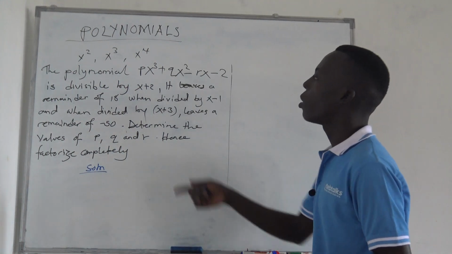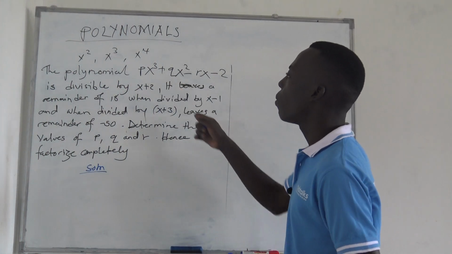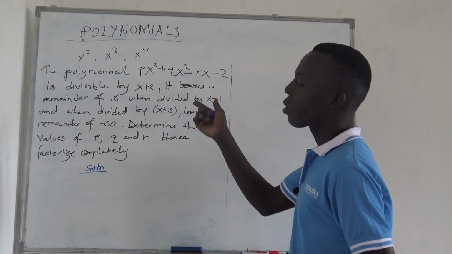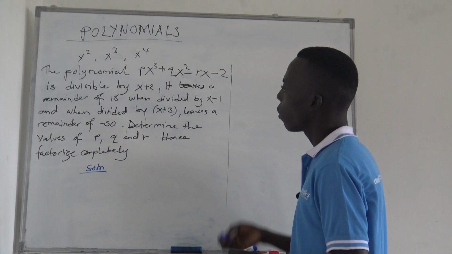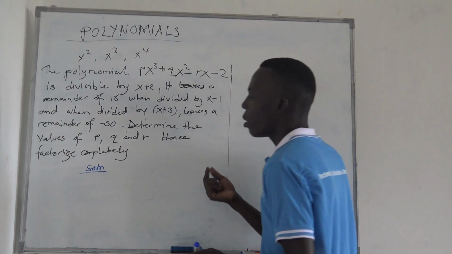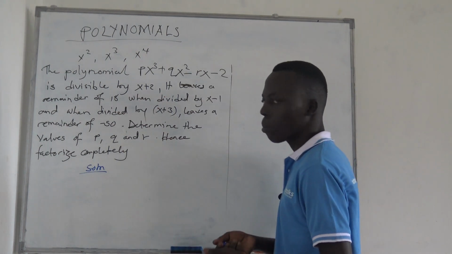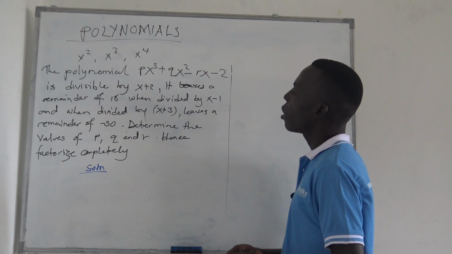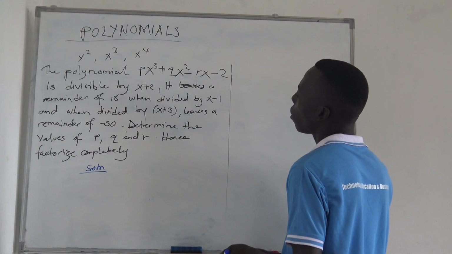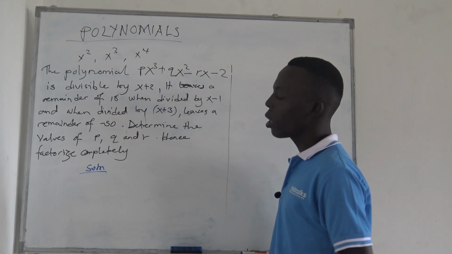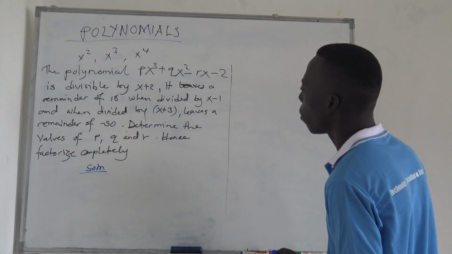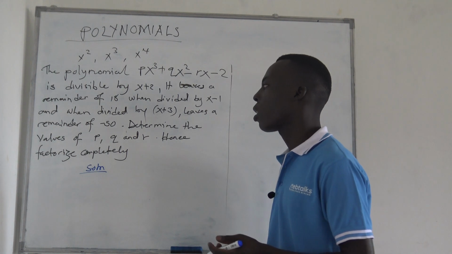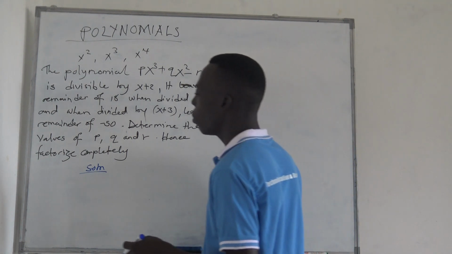So they are saying the polynomial P of x equals px cubed plus qx squared minus rx minus 2 is our polynomial. Now they are saying it's divisible by x plus 2. And also they are saying it leaves a remainder of 18 when divided by x minus 1. And also when divided by x plus 3 gives a remainder of negative 50. Then they want you to determine the values of P, Q and R.